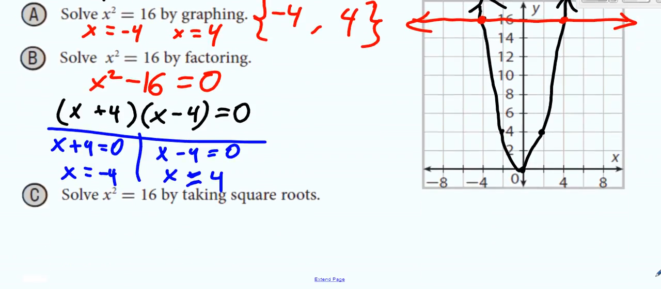And then the last way, which for this particular problem is probably the easiest way, you can take square roots. So you take a square root to get rid of the x squared. It just gets an x. And you take the square root of the other side. The square root of 16 is 4. The only thing you have to remember is that when you do square roots, you're always going to get both a positive and a negative. So you can put them together as plus or minus.